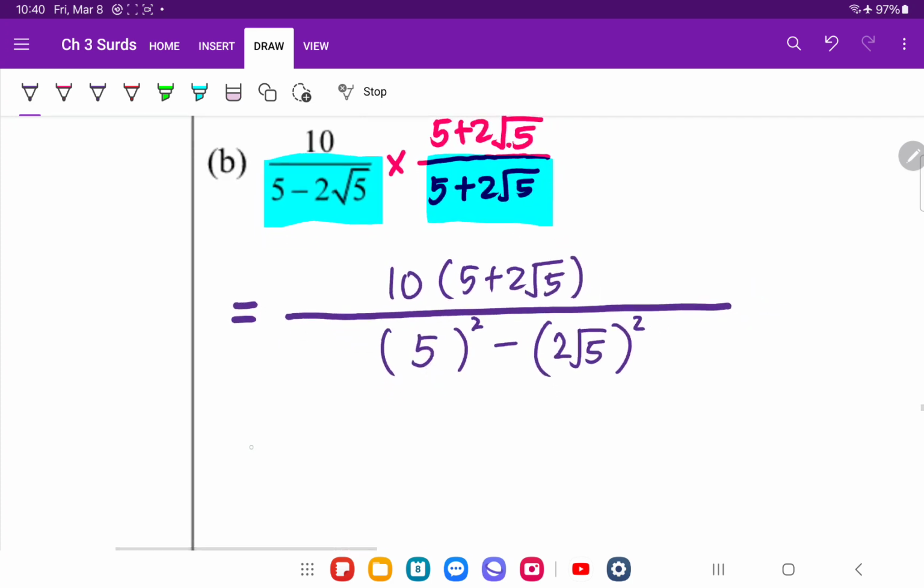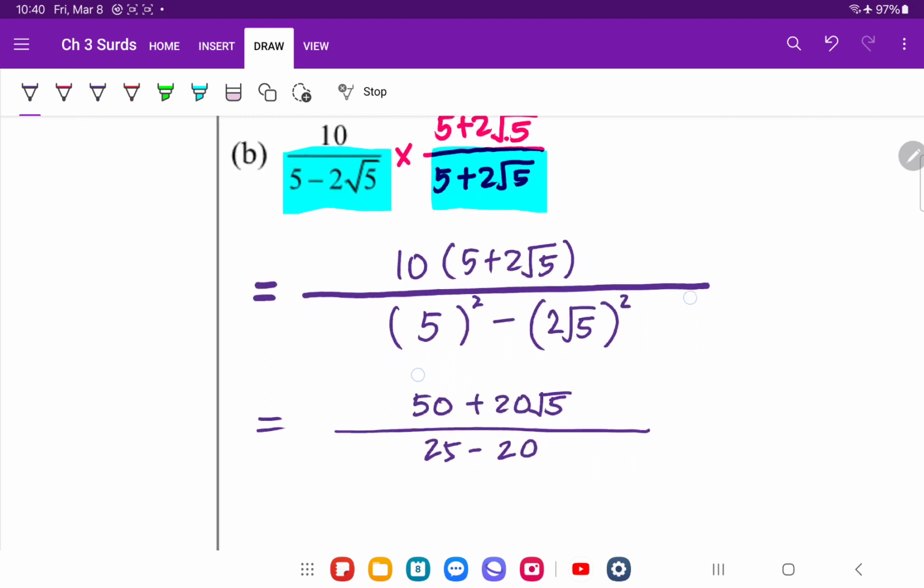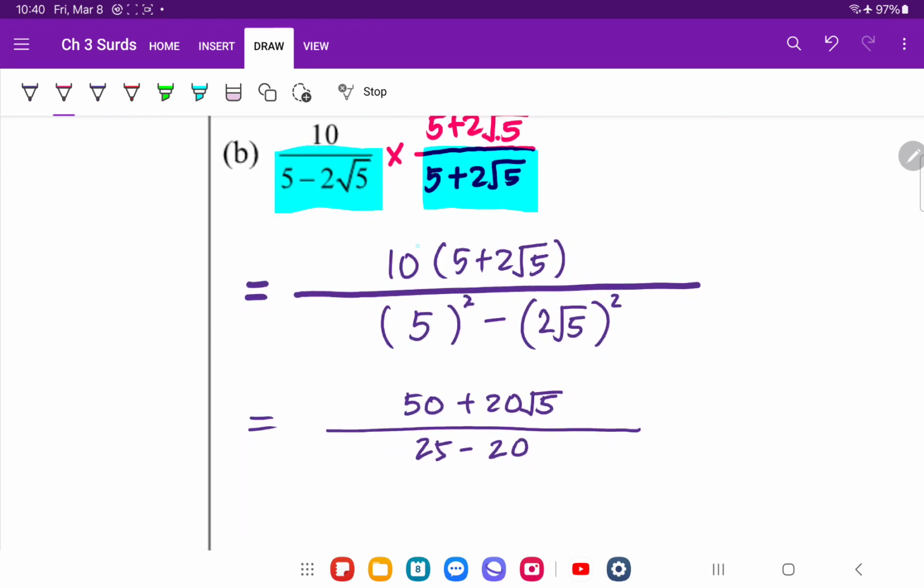Okay, next, let us tackle the denominator. What is 5 square minus 2 square root 5 square? First one, 5 square is? 25. Okay, good. What is 2 square root 5 whole thing square? 20, excellent. Now numerator, you will get 50 plus 20 square root 5. For the numerator, all you need to do is your simple rainbow method. If you do rainbow method, you will get the numerator as what you see there.